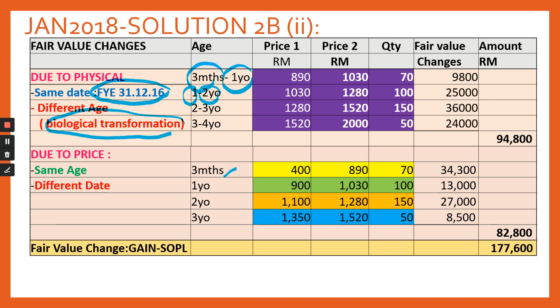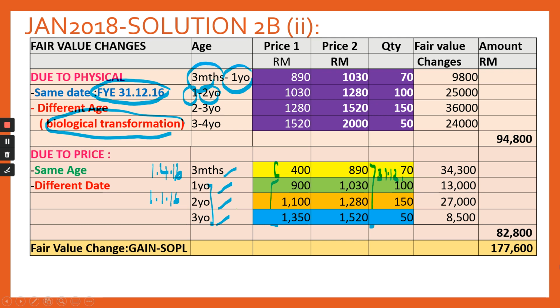And the second one is the one due to price, where we're talking about same age: the 3 months, the one that you purchased, 1 year old, the one that were in the existing balance. This one is as at 1st of April. The price that you have here and here, but the price that you have here are all on 31st of December. So we are talking about same age, different date. Look at this, the different date, but look at the same age. The age 3 months old, 1 year old, and 2 years old, and 3 years old respectively.